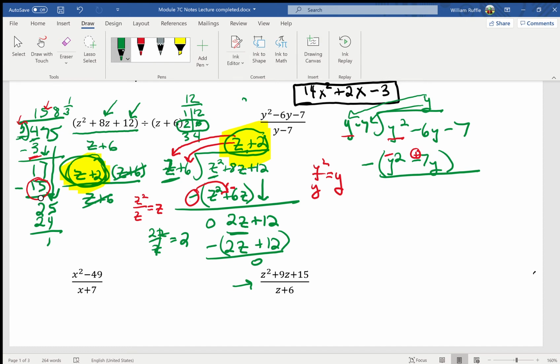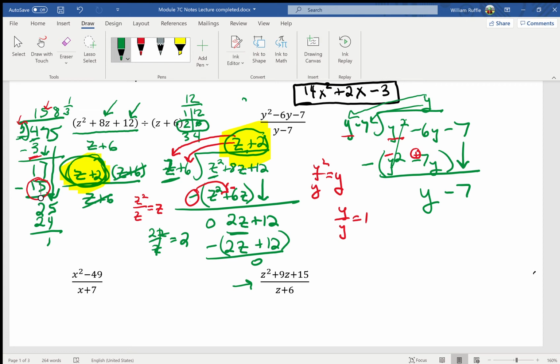So when I do this, y squared minus y squared is gone. Negative 6y plus 7y is positive y, or 1y. I bring down the minus 7. Now, how many times does y go into y? Well, y over y is just equal to 1, isn't it?